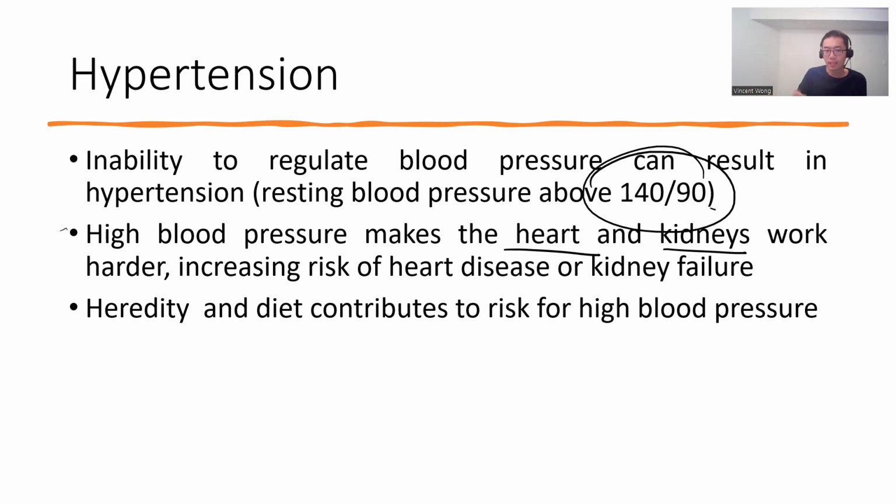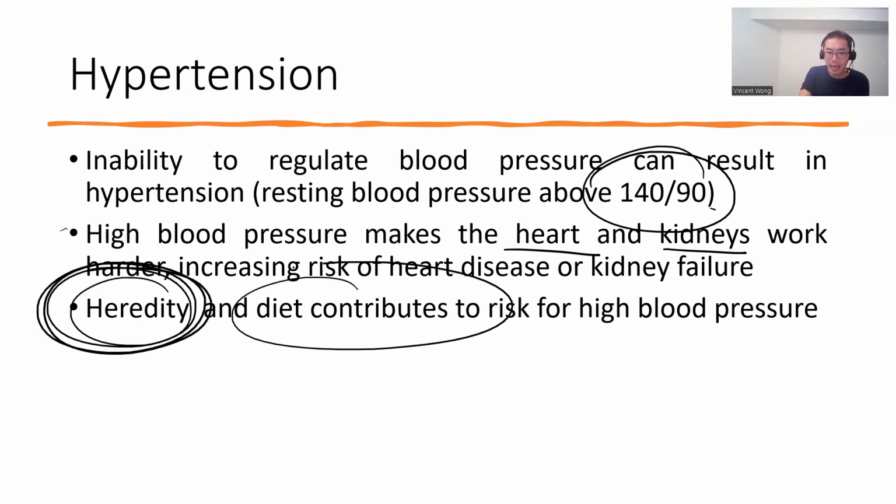It increases the risk of getting heart attack, heart diseases, as well as kidney failure. It could be hereditary, right? Diet can contribute to it. If you eat a lot of fast food, the sodium, the grease, all those things can contribute to high blood pressure. Okay, so remember this picture, right?